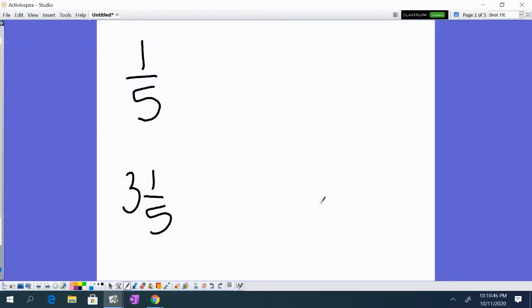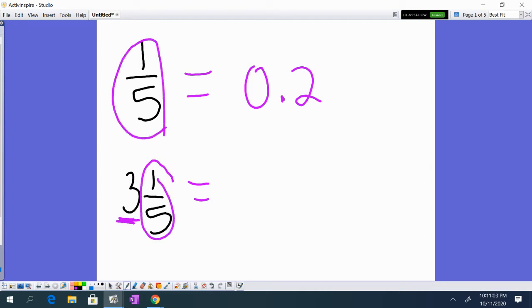Okay, to order things, we do need to change them to decimals first. And remember, it's division. 1 divided by 5 is going to give me 0.2 if I go to the calculator. Now this one has the 3 in the front. I already know what 1 divided by 5 was. If not, I'd put it in the calculator. And instead of putting the 0 in front, I'm going to put the 3. That's the only difference, okay?